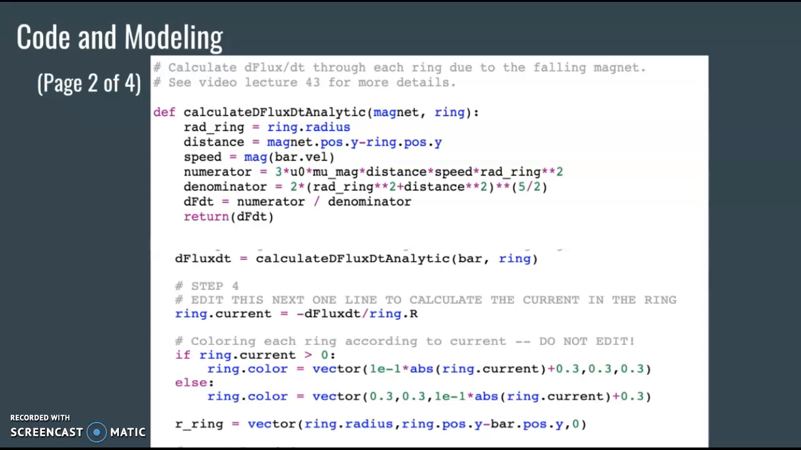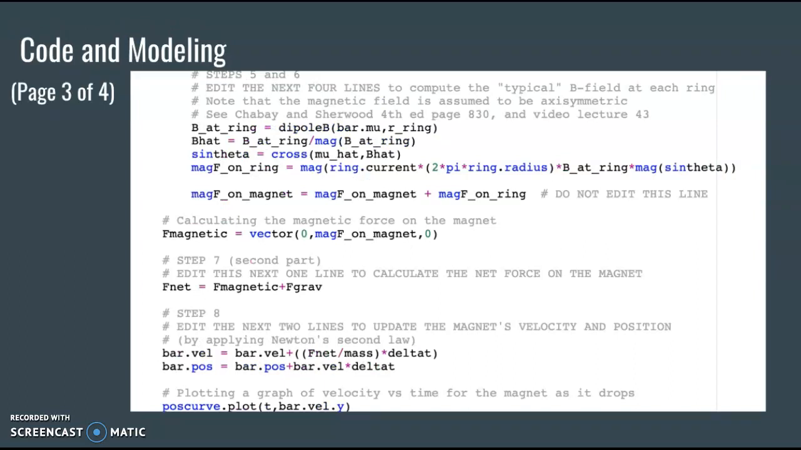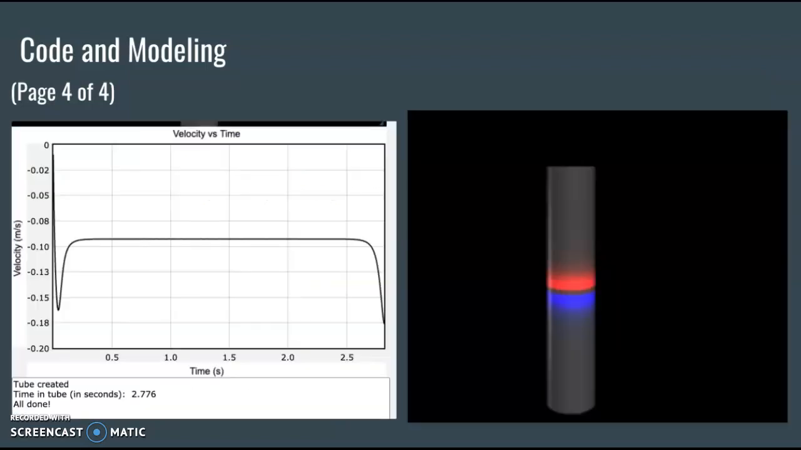Faraday's law was then used to find the current by the falling magnet in each ring, and the Biot-Savart law was used to calculate the force exerted on each ring by the falling magnet. Using Newton's third law, we calculated the force exerted on the magnet by the tube of current-carrying rings, assuming that the tube was in a fixed position. The net force of the magnet was calculated by summing the force already found with the force of gravity. Lastly, Newton's second law was used to update the position of the falling magnet and display it.